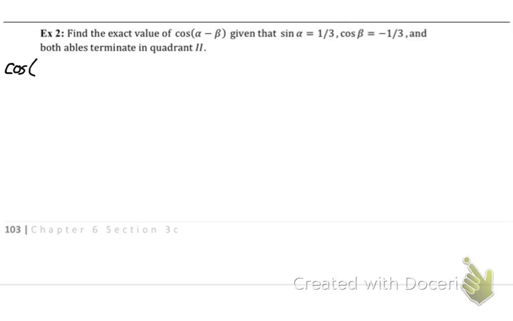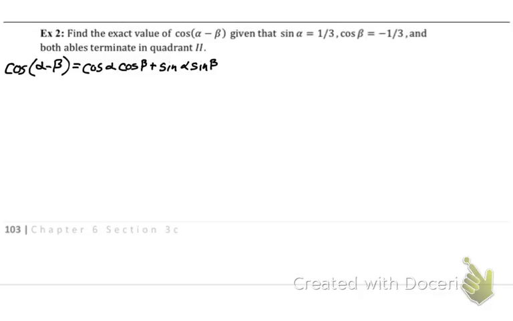What that means to me is cosine alpha minus beta equals, well, that's going to be cosine alpha times cosine beta. Minus becomes plus with cosine. And then we're going to have sine alpha sine beta. Because now I know all the values I need. I need all 4 of those.